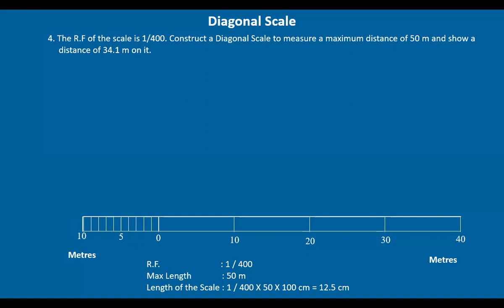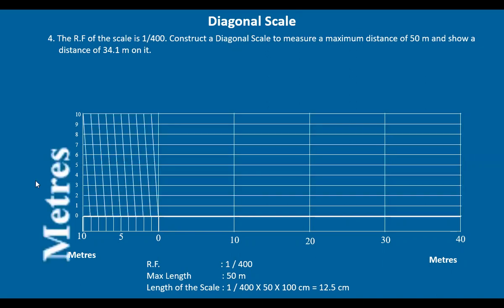Now let's construct the diagonal scale by taking vertical lines here and 10 divisions. That means we are going to divide this 1 meter also into 10 parts. We want 1/10 of this division. This is 1 meter. So when you divide this into 10 equal parts, right, you get 1/10 of this. That is nothing but 0.1 meter.